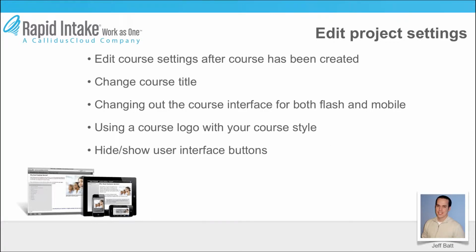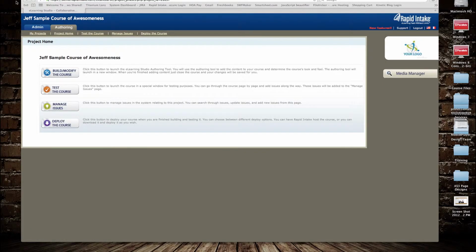And also we'll talk about being able to show and hide different user interface buttons. For example, if you don't have a glossary within a course, how to hide the glossary button. So that's what we'll talk about in this course. So let's go ahead and jump right into the authoring tool.